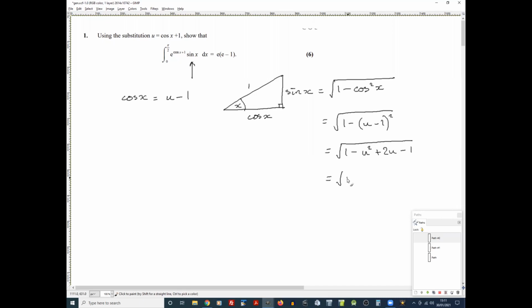No. Don't the ones cancel out? Yes. Leaving, oh, minus u squared plus 2u. Yeah, 2u minus u squared. Good. So we have got an expression for sine.